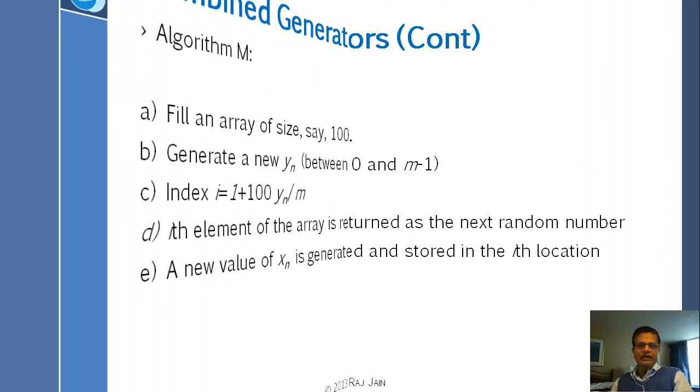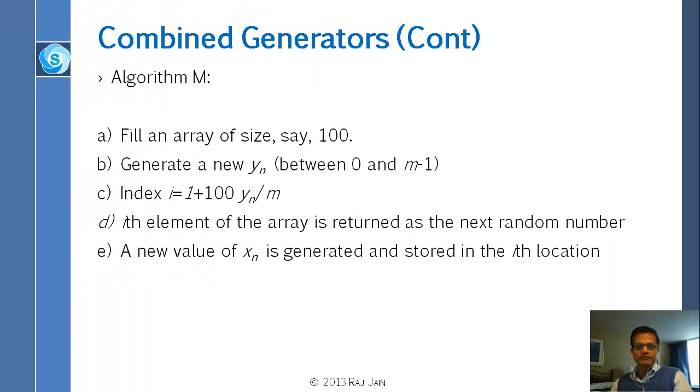So here is another example called algorithm M, and this is an example of the shuffle actually. You take a table size of 100, you generate a number between 0 and n minus 1. And from that, you create an index I, and the ith element is returned from the table. I is always between 0 and m minus 1, because that is the size of the table. And then when a new number comes in, you just put it into the table in the same location.